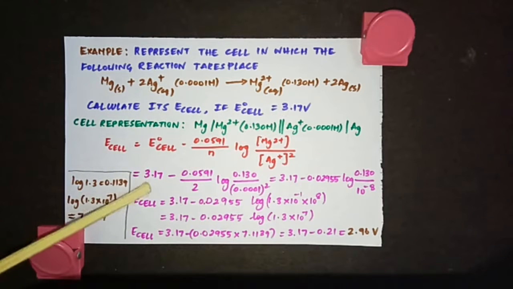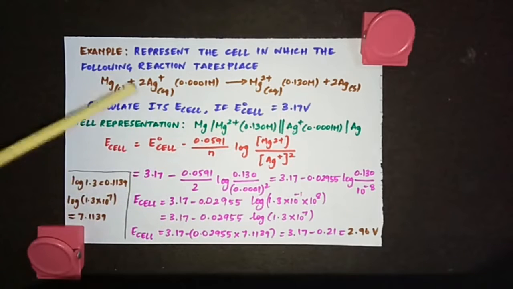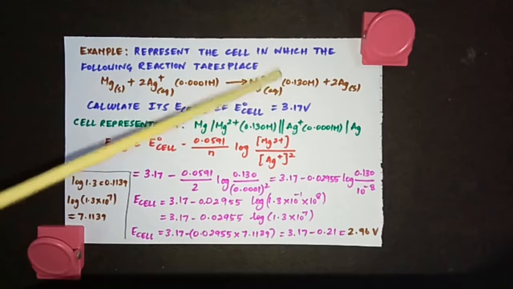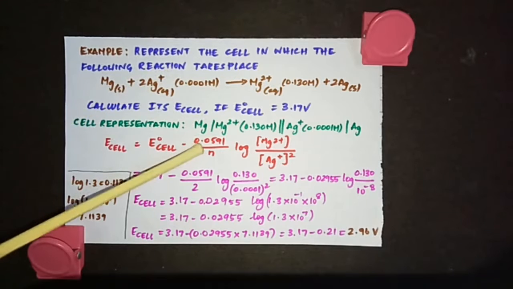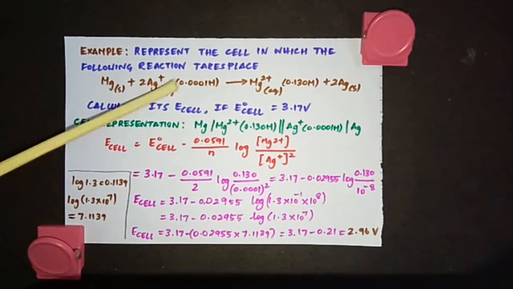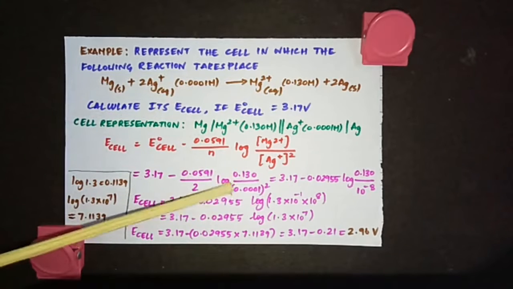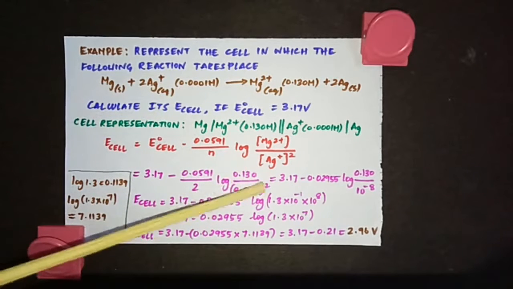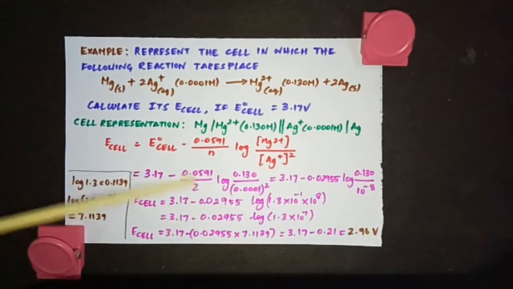3.17. So 3.17 minus 0.0591 by, what is the n value? 2+. Here also plus, but 2. So 2+. So n value is 2 electrons. So 2 log, concentration of Mg2+ is 0.130. Concentration of Ag+ is 0.001. Don't forget the square.